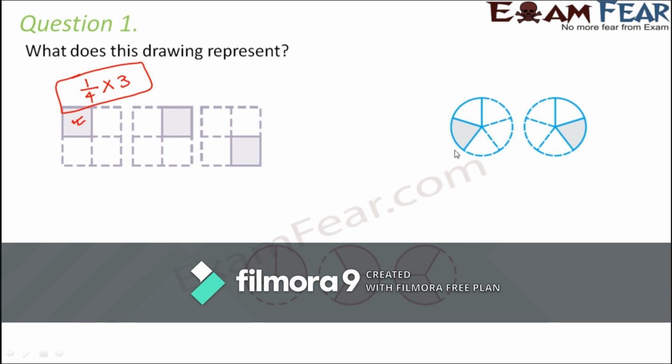Similarly, let's look at this. First, let us focus on the first circle. So you have 1, 2, 3, 4, 5 equal parts, out of which one part is shaded. That is 1 by 5. But you have 2 such circles. So this multiplied by 2. So 1 by 5 into 2 is what is represented by this drawing. Let's look at the third one. Here again you have a circle where 2 parts out of 3 parts are shaded. So it is 2 by 3 and you have 3 such circles. So this is 2 by 3 multiplied by 3.